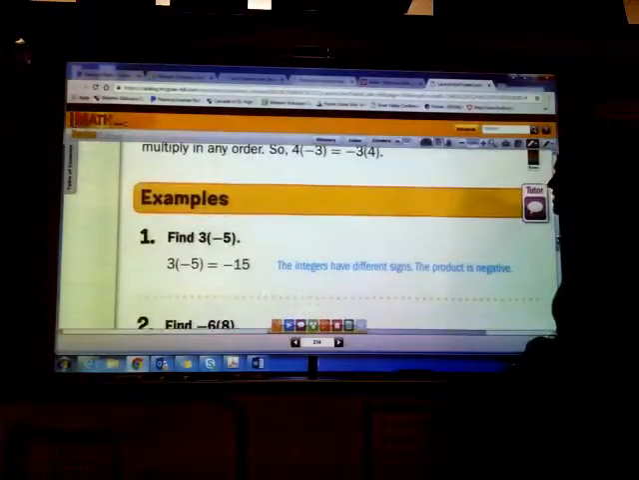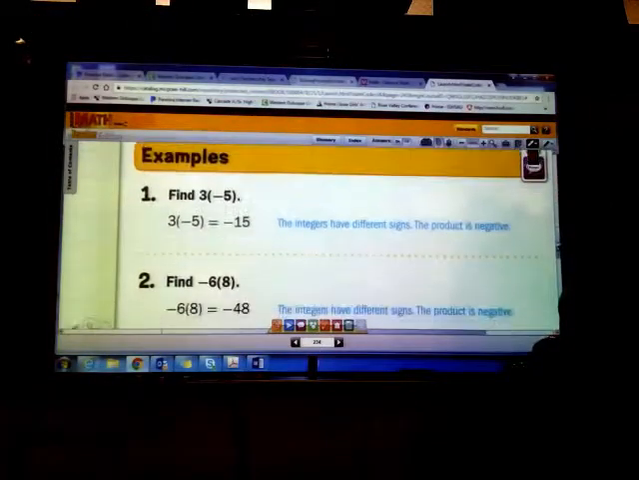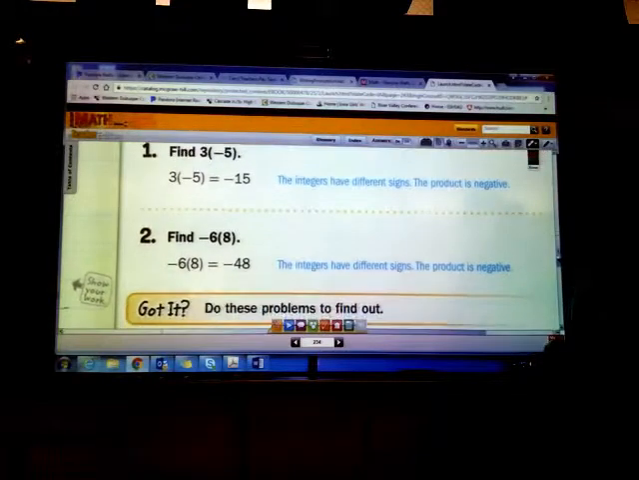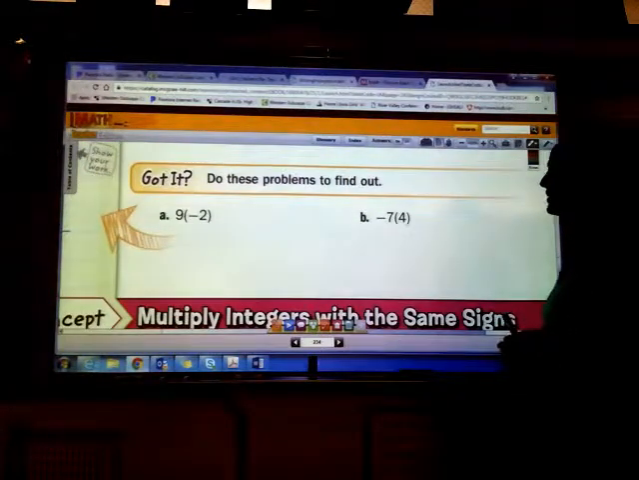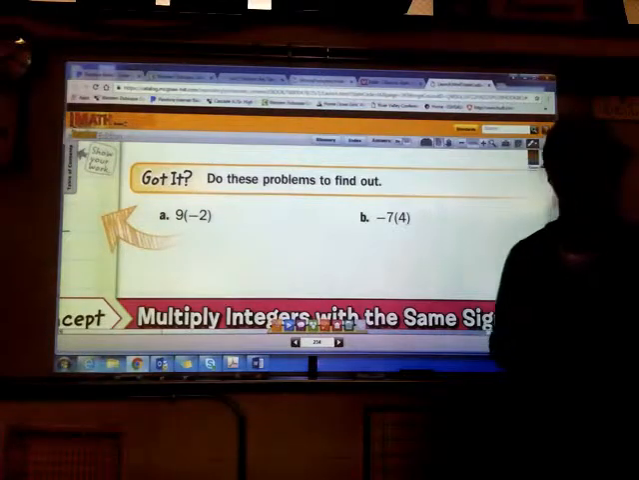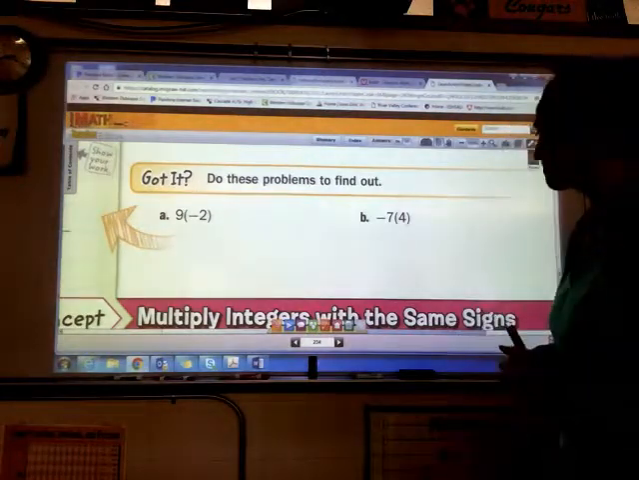You can take a look at example 1. Pretty simple there. Example 2, same thing. Go ahead and take a minute and answer questions A and B. If you've got it problems, you can pause the video to fill those in if need be.